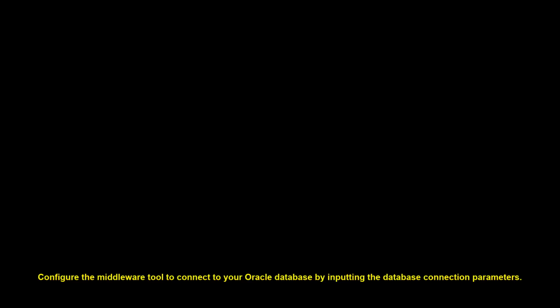Now, let's set up a real-time data connector. Choose a suitable middleware tool like Oracle Data Integrator or Oracle GoldenGate for data integration. Install the chosen tool according to its official documentation. Configure the middleware tool to connect to your Oracle database by inputting the database connection parameters.